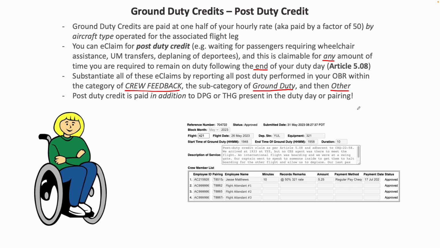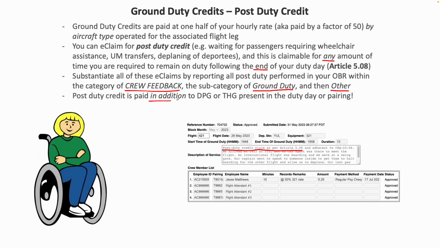And similarly, there actually isn't a specific post-duty credit category within e-claims when you're making an e-claim. So when you e-claim for post-duty credit, you'll want to explicitly include within the body of your ground duty claim that you're making a post-duty credit claim as per Article 5.08. I also include the grievance number whenever I write my post-duty claims, but that's not necessary. Just as long as you make it clear that it's a post-duty credit claim and the article number for it, then that gets the message across.